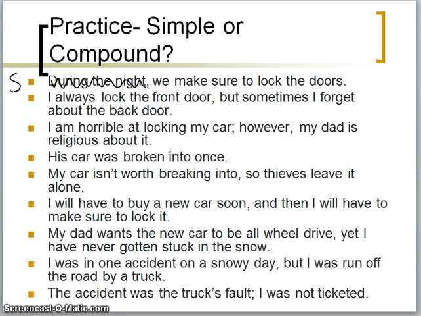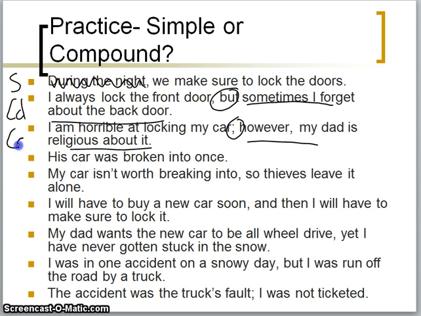In the second example, I always lock the front door, but sometimes I forget about the back door. You should see the comma but. What follows the FANBOY is a complete sentence, so that one is compound. And in the third example, I'm horrible at locking my car; however, my dad's religious about it. I see that semicolon, I see a complete sentence follow it, so that one is also compound.